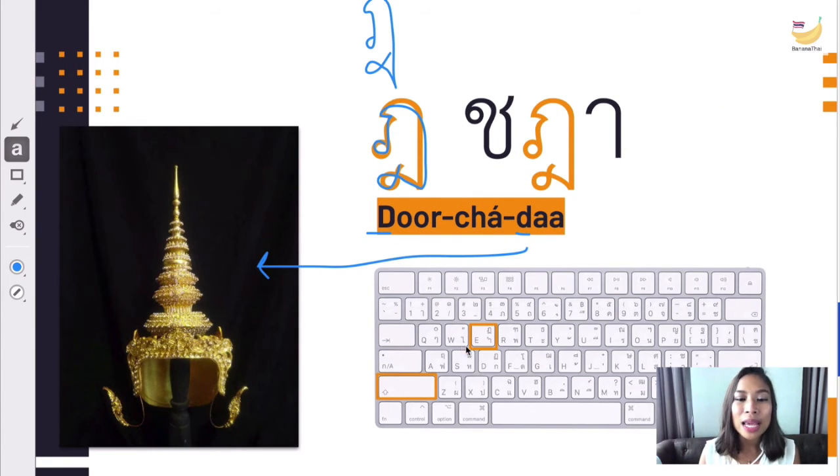Alright? And that's why if you take a look at the keyboard, it's here. And you have to shift it up because it's not really commonly used. So you can see the chada is right here. Here you go. See? Do, chada, the sound.